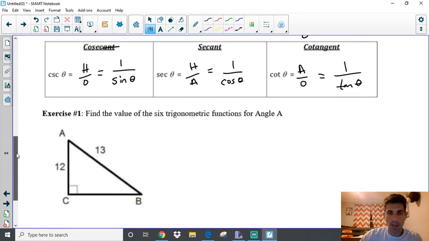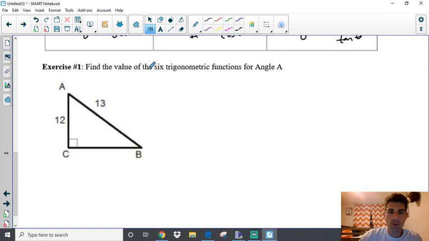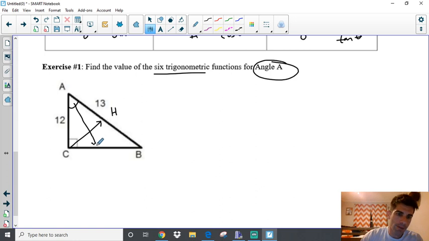So let's take a look at an example here. Find the value of all 6 trigonometric functions for angle A. This part's important if you recall. Here we have a right triangle. The side opposite of your 90 degrees is considered your hypotenuse. The side opposite of the angle that they want to know is the opposite side. And then your final side is your adjacent side. So there's your labeling part.